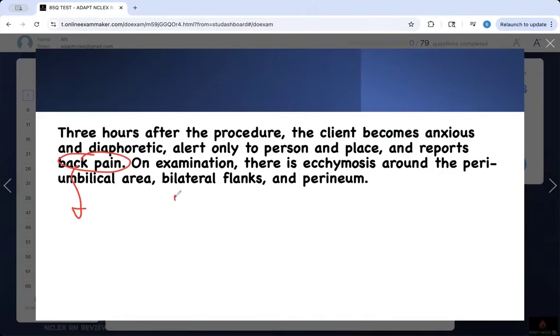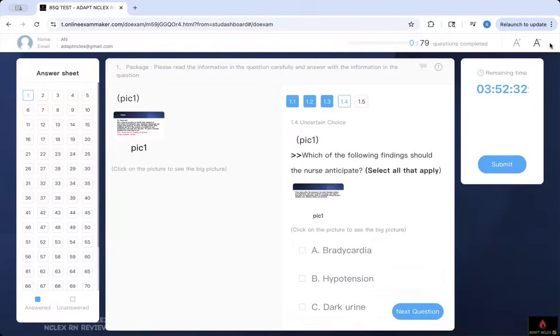And this bleeding can go into the groin. It can go into the periumbilical area, and it can go into the flank. These are what we call Cullen's and Grey Turner's signs. On examination, there is ecchymosis around the periumbilical area, bilateral flank, and perineum. So what is going on with the patient? He's bleeding. He's in shock.